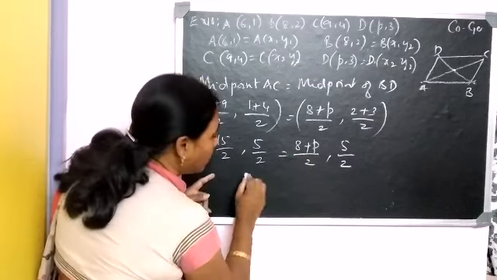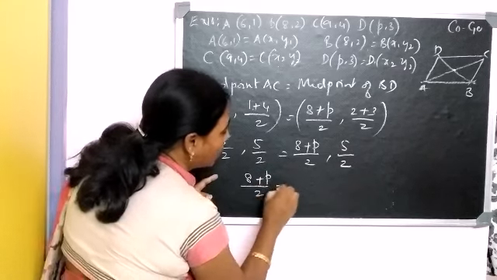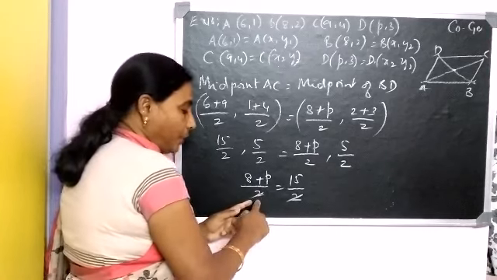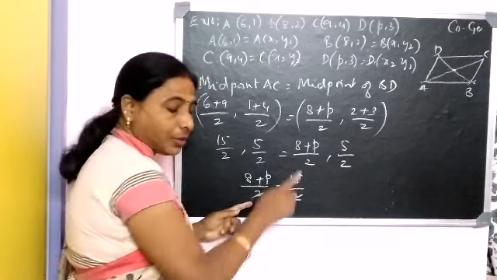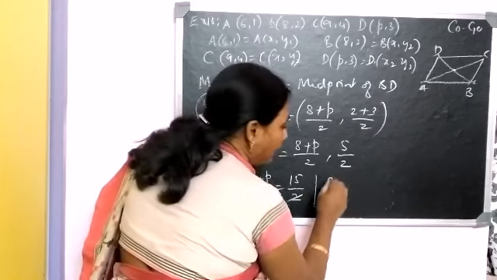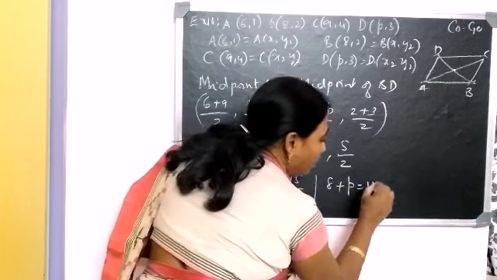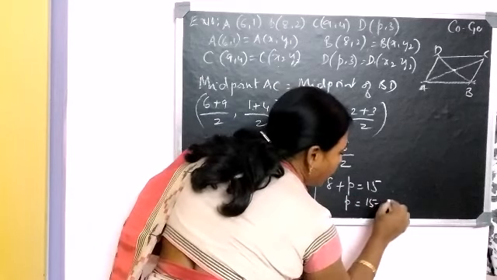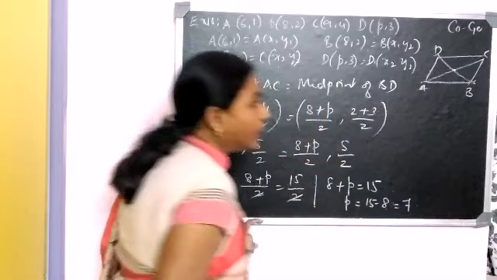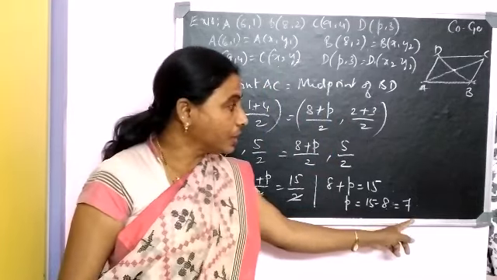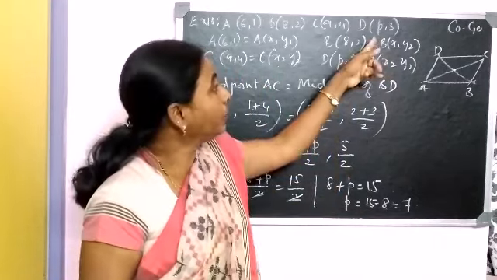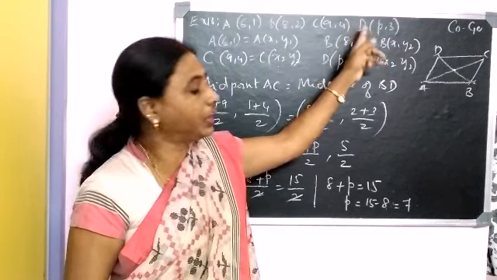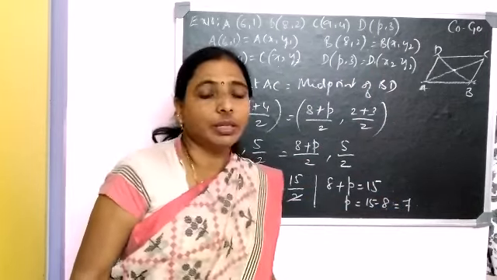Therefore, (8 plus P)/2 is equal to 15 by 2. The 2 and 2 cancel, because when you take 2 to the other side, it multiplies. It is nothing but 8 plus P is equal to 15. I want the value of P. Therefore, P is equal to 15 minus 8, which is 7. That means the value of P here is 7, because we wanted to know the value of P here in D. That is, D coordinates are 7, 3.